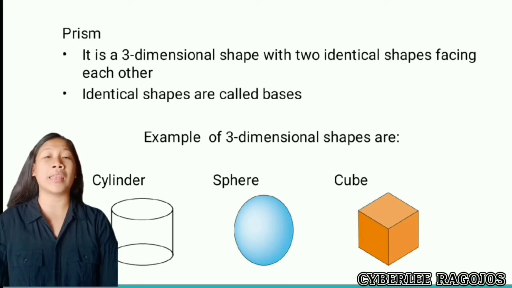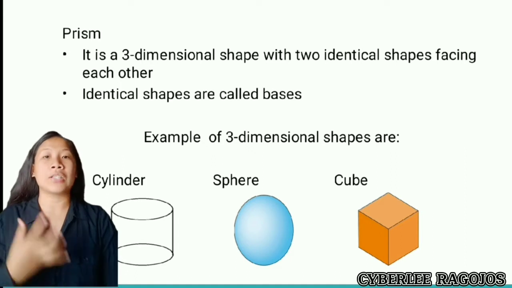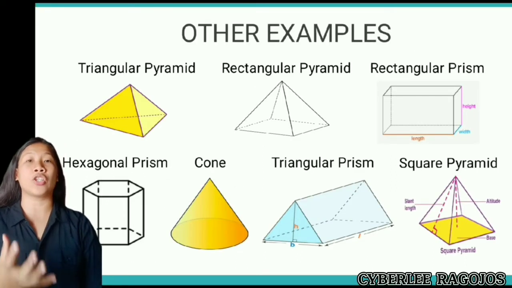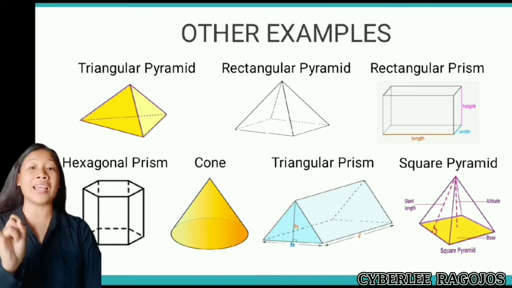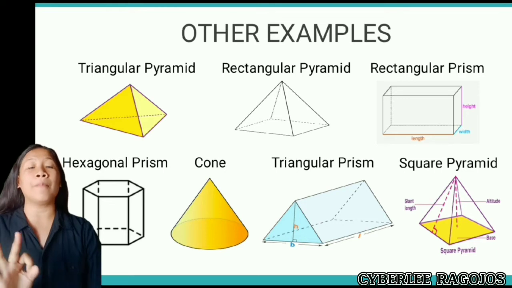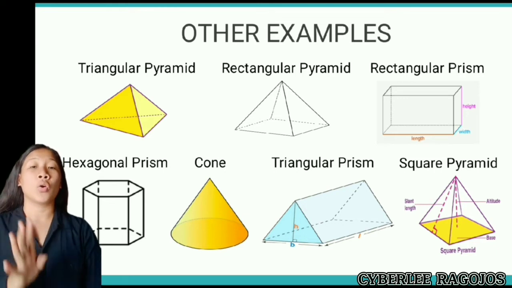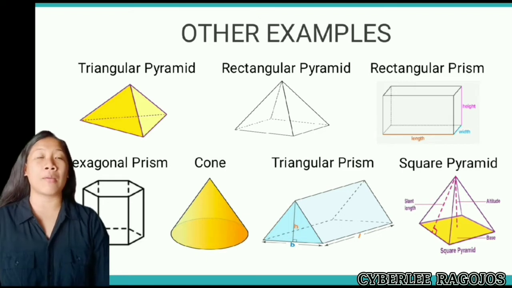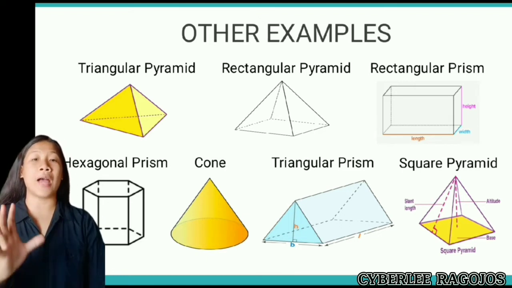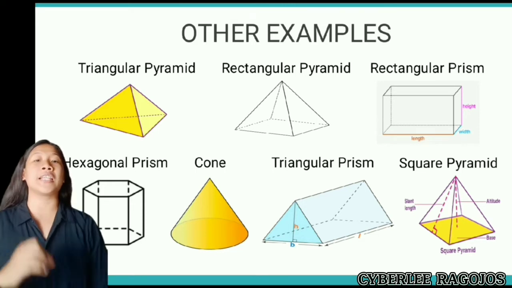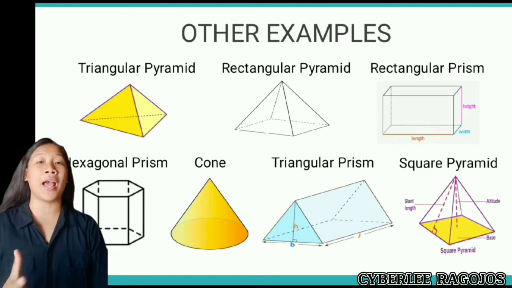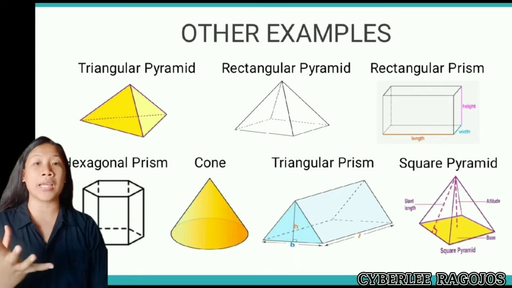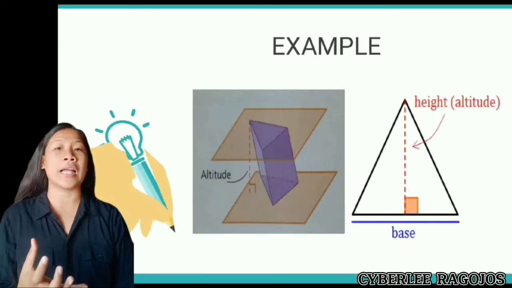Ano nga ba yung mga three-dimensional shape na to? So, na magkaparehas yung shape. So, the examples of these three-dimensional shapes are triangular pyramid, rectangular prism, hexagonal prism, cone, triangular prism, and square pyramid. So, yun yung mga example na kung saan may mga dalawang shape sila na magkaparehas na kung saan tinatawag na bases. So, ano nga ba yung bases na dito sa prism?